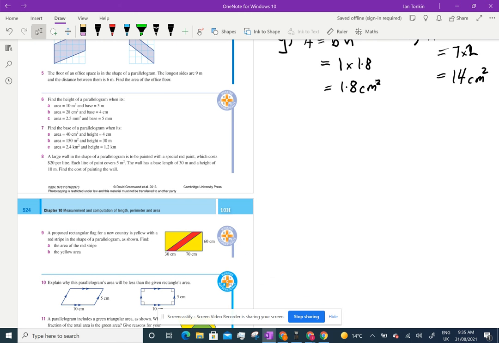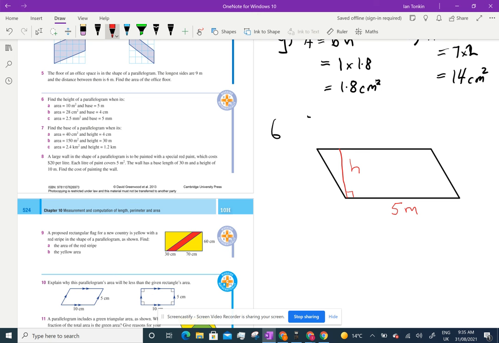Okay, here in question 6, they don't give us the picture. Now you can draw a picture if you want, and put in your measurements. So they tell me, oh, they don't tell me the height. They tell me the base though, and the base is 5. And they tell me the area is 10.